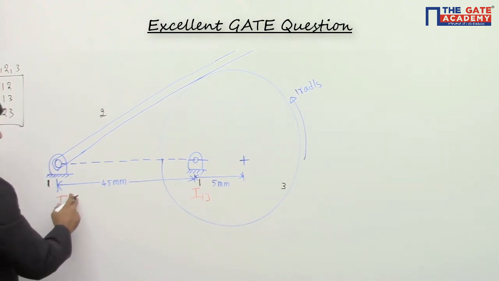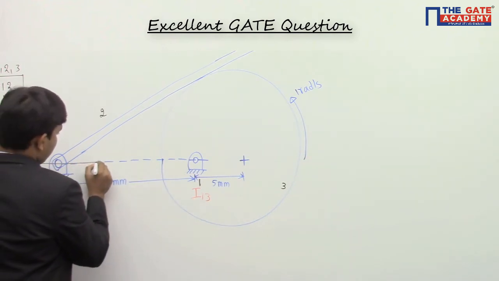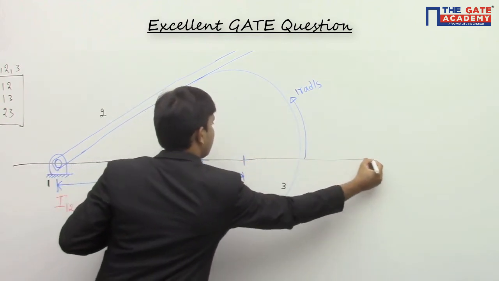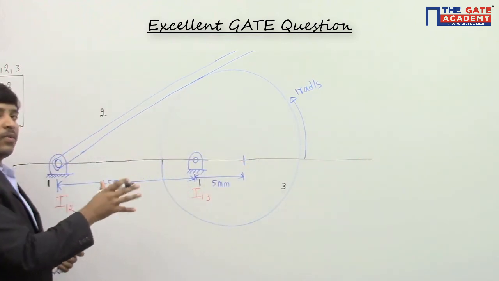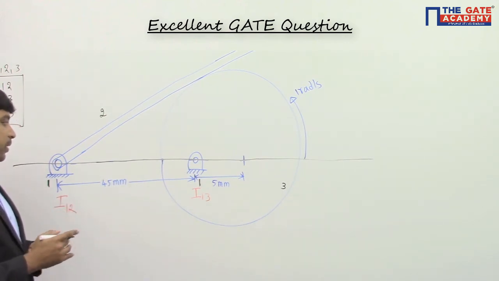So this is I12, this is I13. If I draw a line passing through these 2 instantaneous centers, the third I center, that is I23, will lie somewhere on this particular line. This is clear from Arnold-Kennedy's theorem.